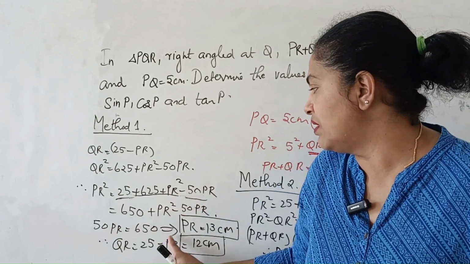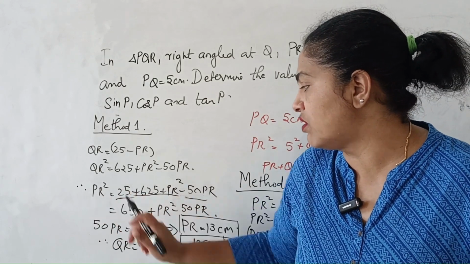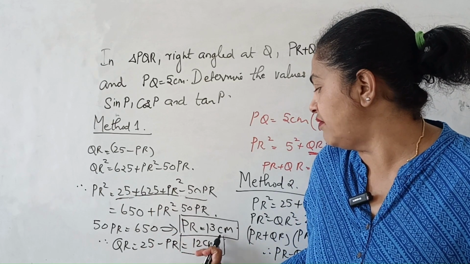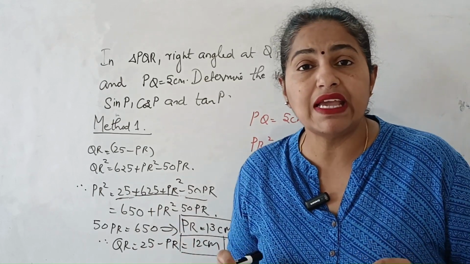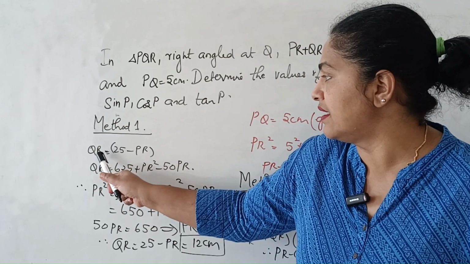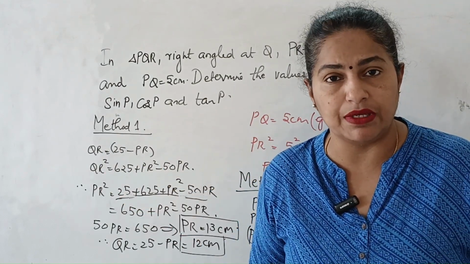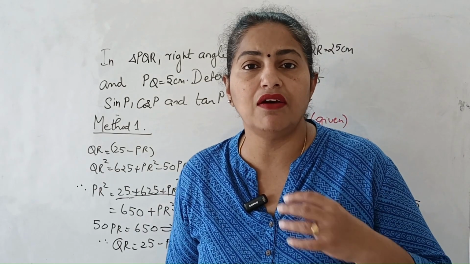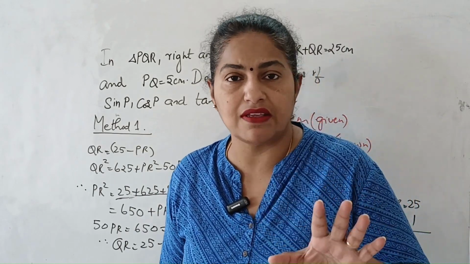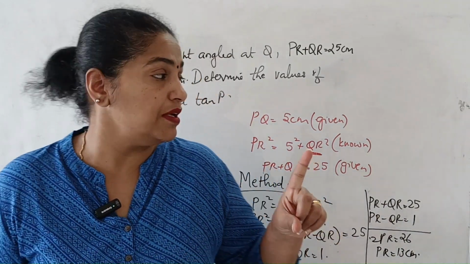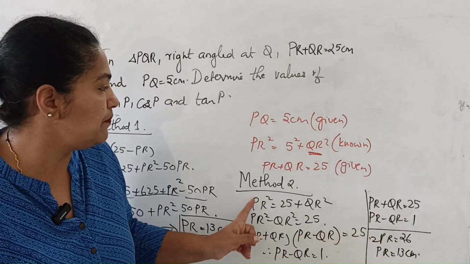Correct? Now, when I am rearranging, PR square and PR square will get cancelled. Then finally, I will get the value of PR as 13. Once I get the value of PR as 13, I can substitute it over here in order to get the value of QR as 12 centimeter. Now, individually, we have separated the values of all the three sides of the triangle. That is one method. Now, look at the second method.